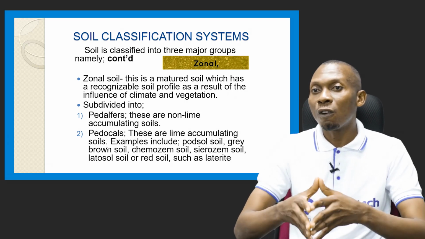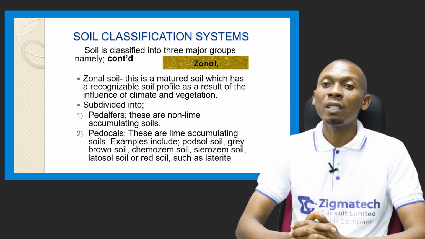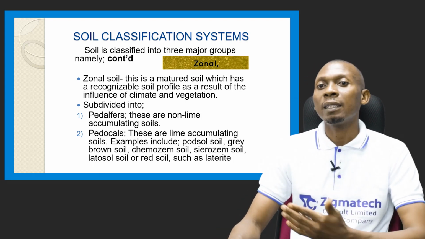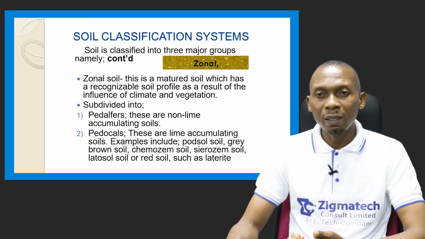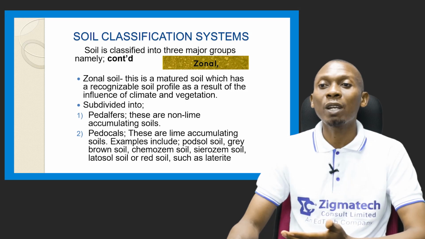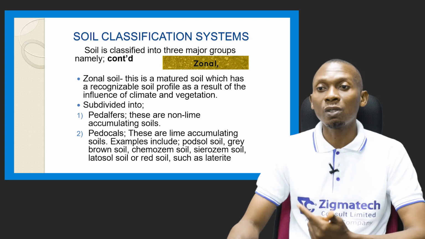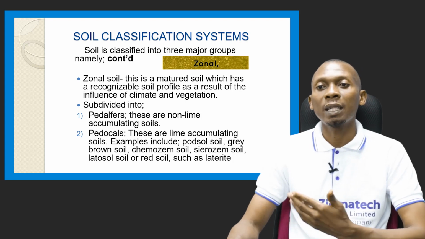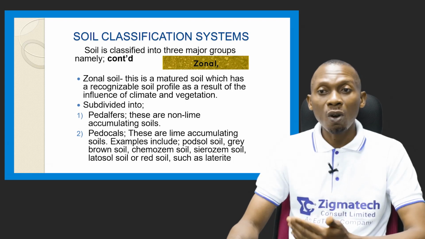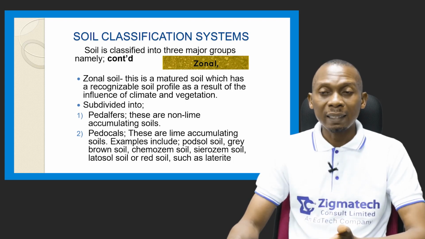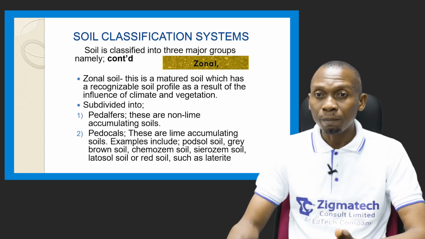So zonal soils fall into this category of soils, and it's usually as a result of the influence of climate and vegetation, and it can be subdivided into pedalfers, which are non-lime accumulating soils, and pedocals, which are lime accumulating soils. Examples of such soils include the podzol soil, the gray-brown soil, the chernozem soil, the xerosem soil, latosol soil, which is also called red soil. An example of such is the laterite soil, which you can find in places like Asaba.